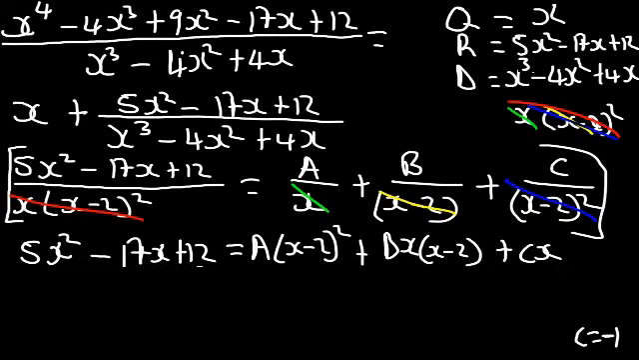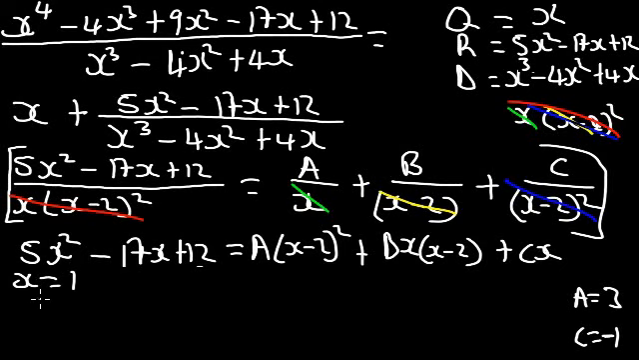Now that we have the value of a and c, we can determine the value of b by just plugging in a suitable value, but the one that will make things work best for us. So we said a is 3. So I would like to plug in 1 for x in order to determine the value of b.